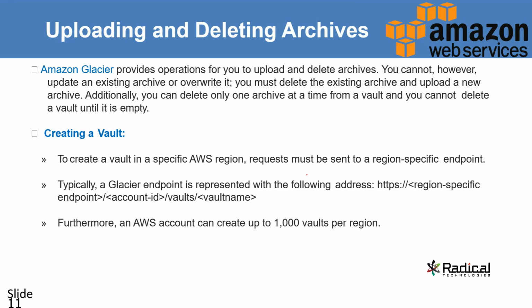To create a vault in a specific AWS region, the request must be sent to a region specific endpoint. Typically, a Glacier endpoint is represented with an address like https://glacier.<region-specific endpoint>/<account-id>/vaults.